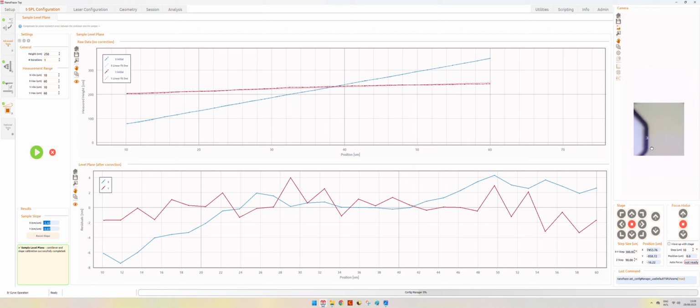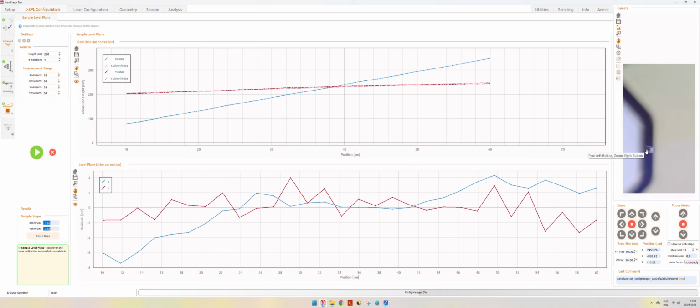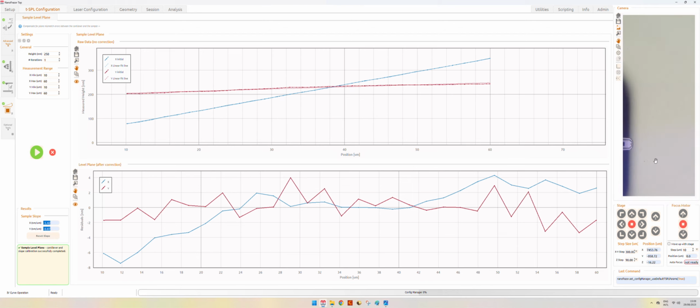One thing that is important to mention when doing this sample level plane procedure is to be on a relatively flat area. So we don't want to have some structures that are not flat, that are either sticking out or in the surface. So in this case we see that we don't really have any structure, any defect on our PPA. It's just bare PPA with nothing on it, so it's perfect for the sample level plane.